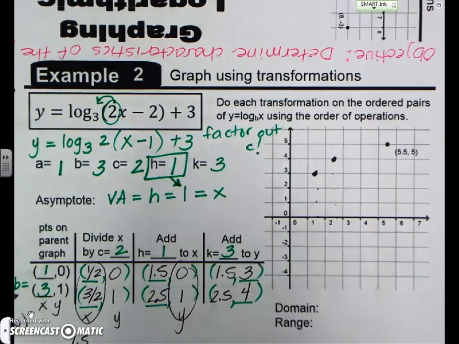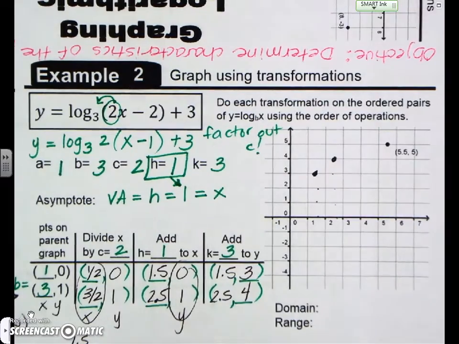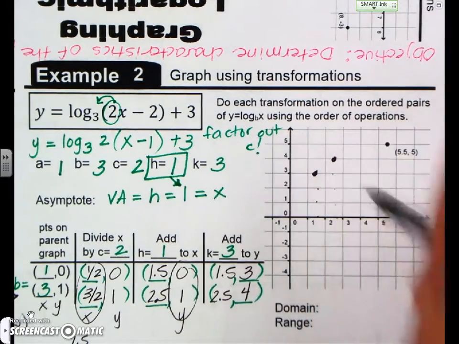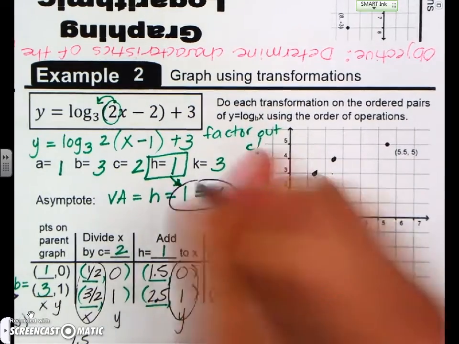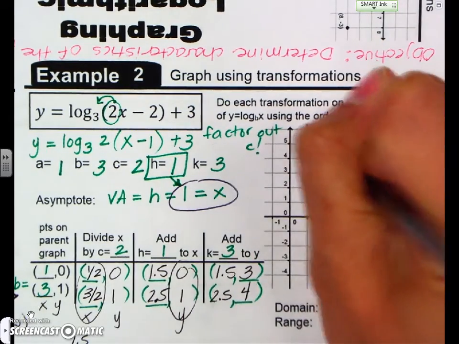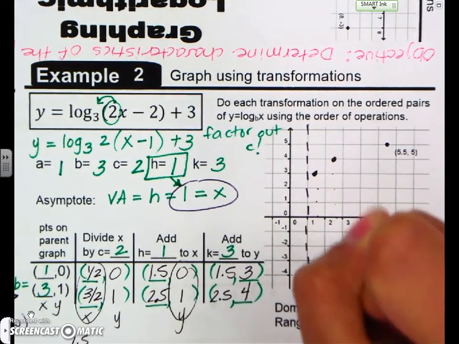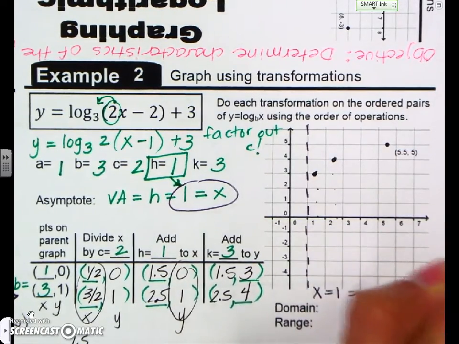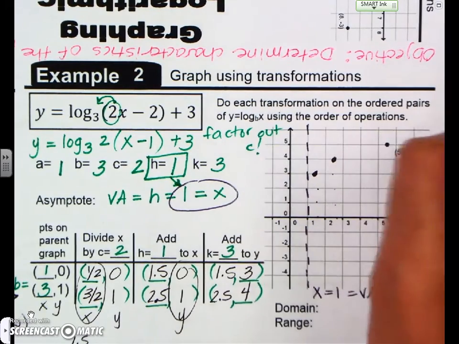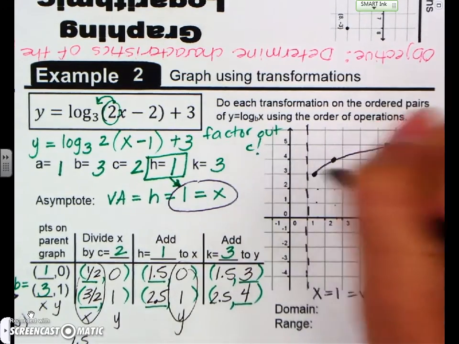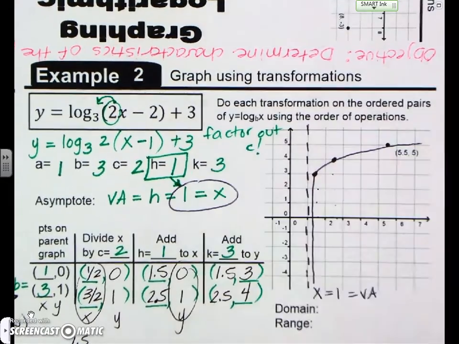You're going to connect the points. Just give me a second. And when you connect the points, your vertical asymptote is that x is equal to 1. So we're going to do an imaginary vertical asymptote going up and down at x equals 1. Okay, you're going to connect your dots, and your graph is going to look something like that.